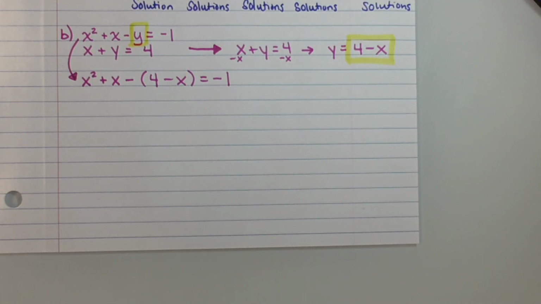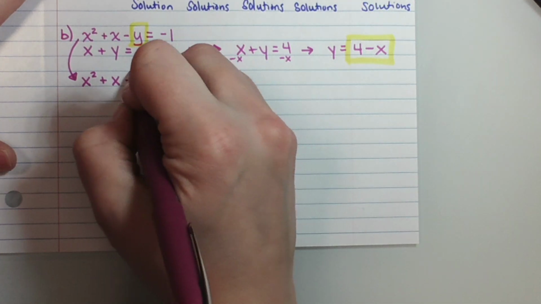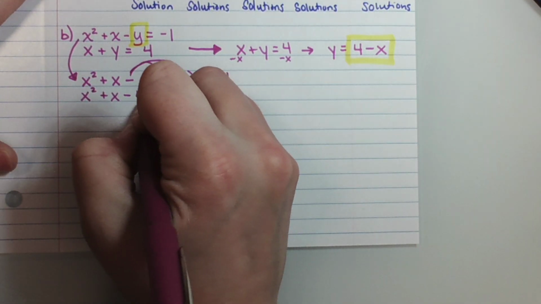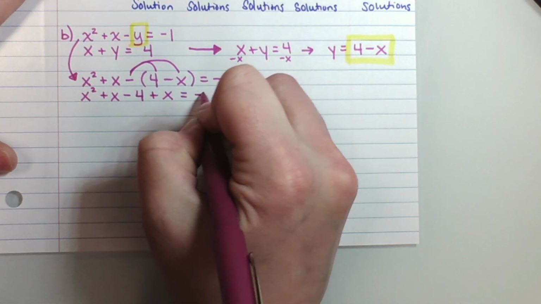Sometimes the parentheses are not necessary. Other times they're 100% necessary. In this case, do the parentheses make a difference? Yes, because something's getting distributed into them. If there is anything happening to those parentheses, whether there's a squared on it, or there's something getting multiplied by it, you must distribute it in. X squared plus x minus 4 plus x equals -1.